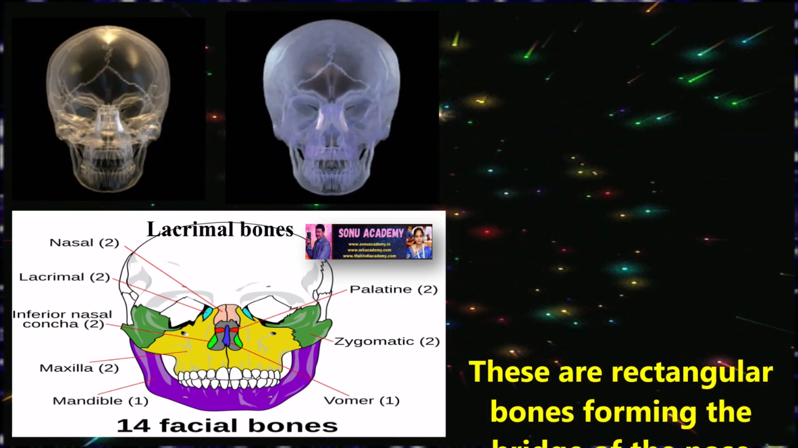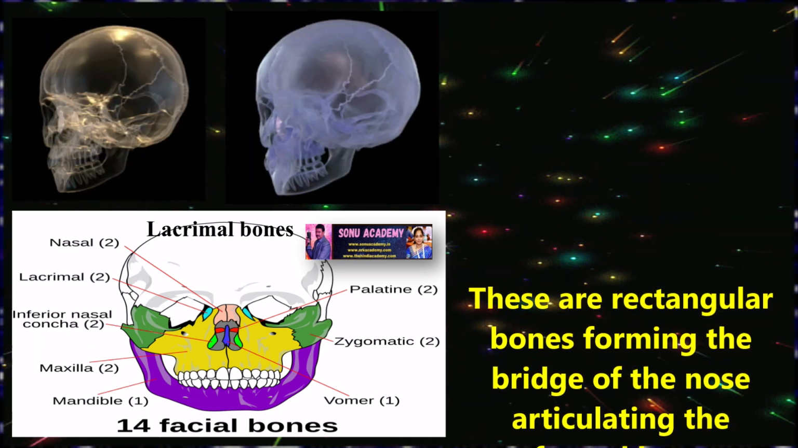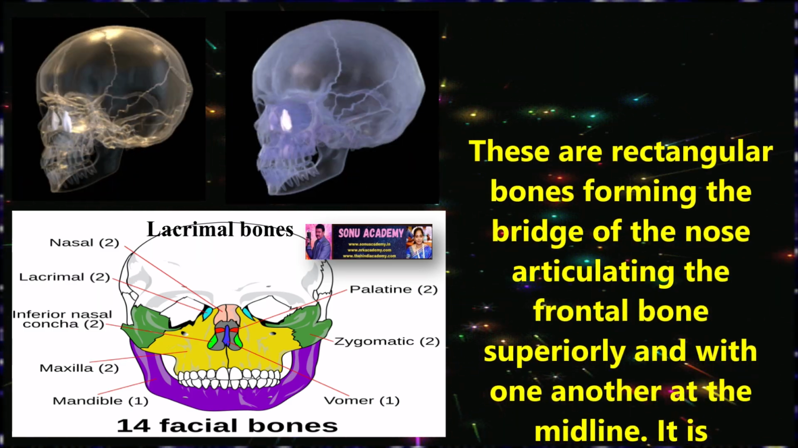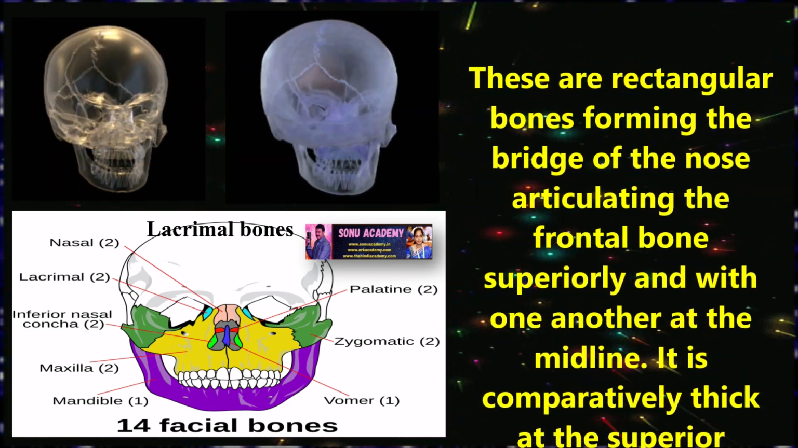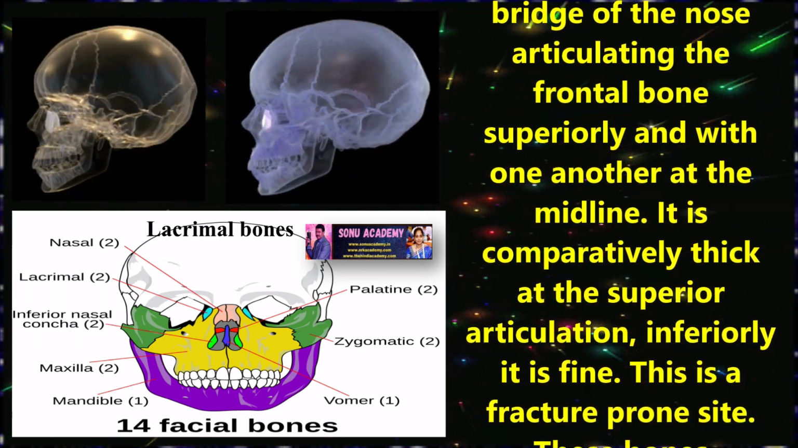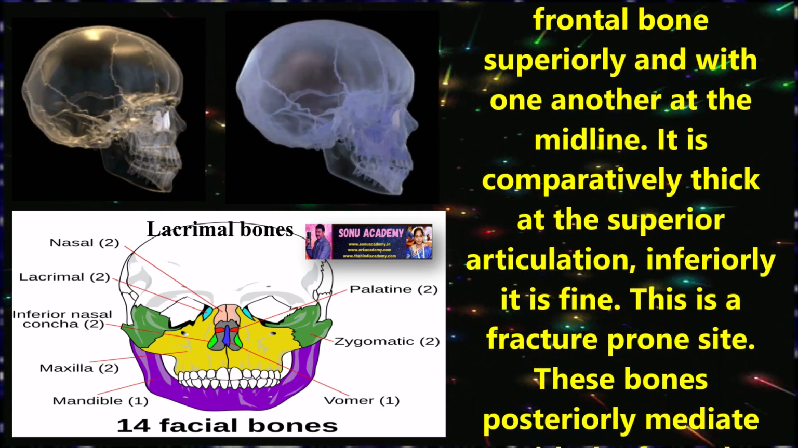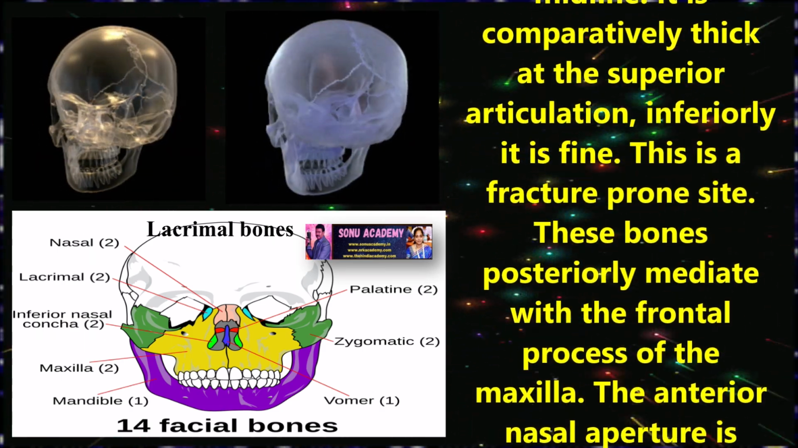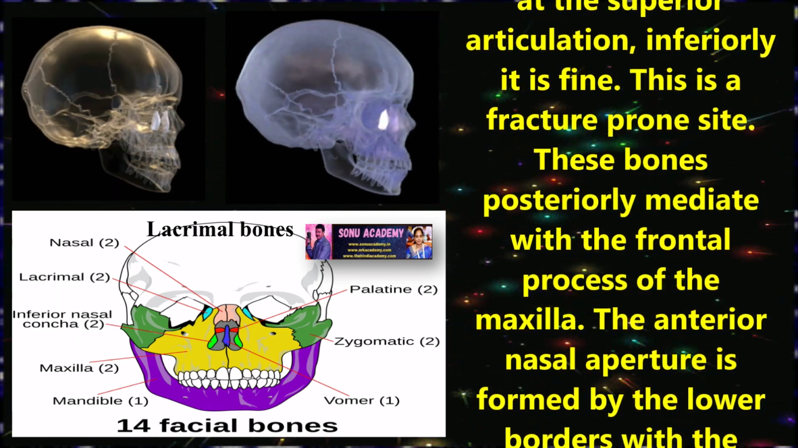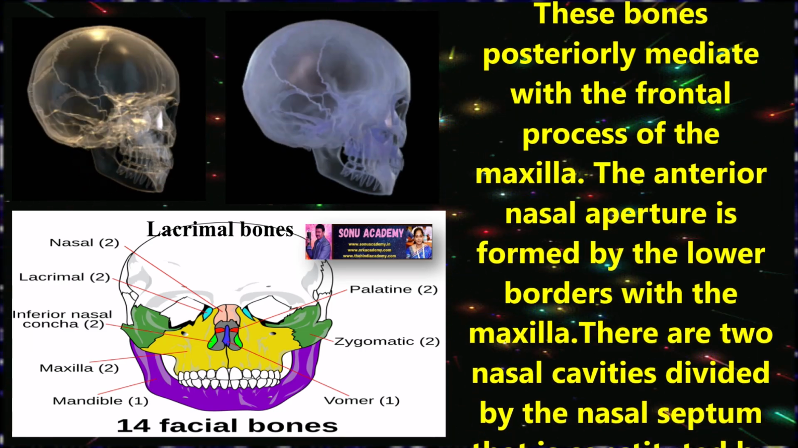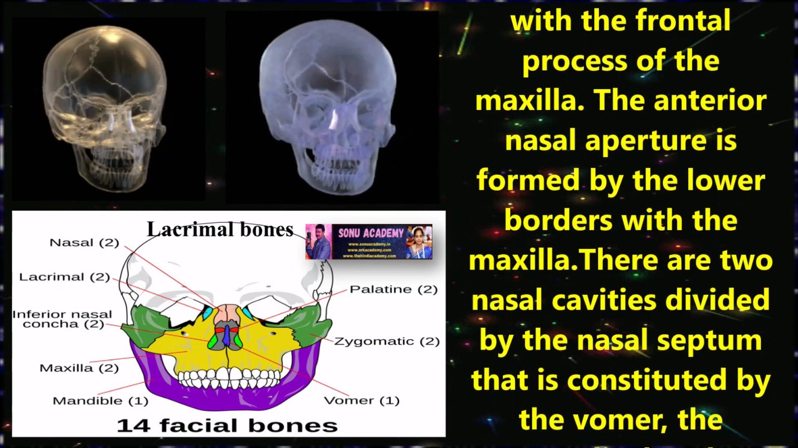Children, let us discuss lacrimal bones. These are the most fragile and the smallest facial bones and are located at the front part of the medial wall of the orbit. It is a paired bone, anteriorly articulating with the frontal process of the maxilla and posteriorly with the lamina papyracea of the ethmoid. It articulates superiorly with the frontal bone and inferiorly with the orbital plate of the maxilla.